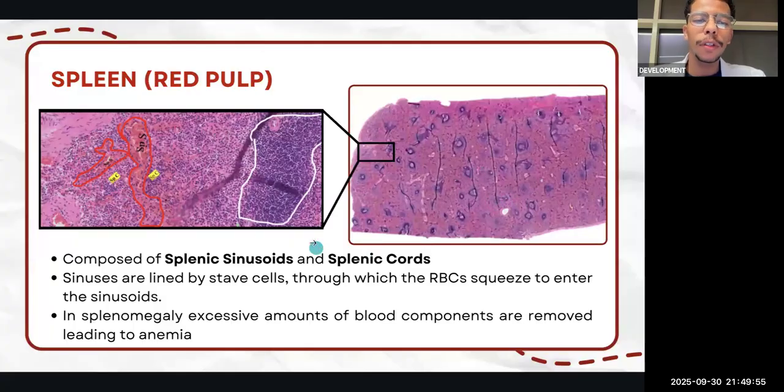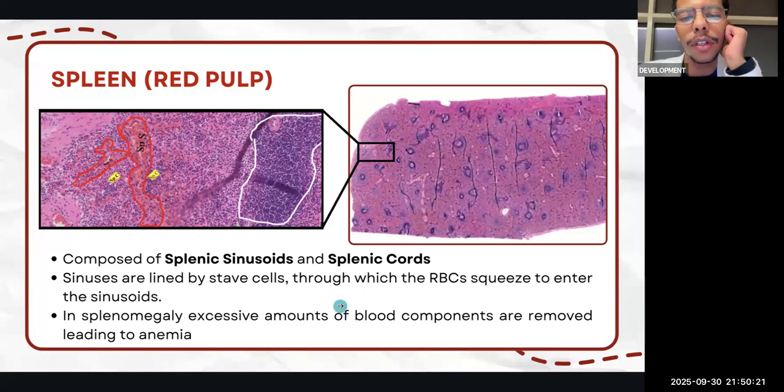Now red pulp, we said it has blood. Okay, so it's composed of two things: splenic sinusoids and splenic cords. Splenic sinusoids are basically really tiny blood vessels that are quite loose, so blood can easily leave them. Okay, now these sinuses, just know that they have stave cells. It was mentioned in your lab slides. I don't know if you're supposed to know it or not, but just keep it at the back of your minds. Okay, so the blood cells can easily leave the sinusoids because we said that it's loose.